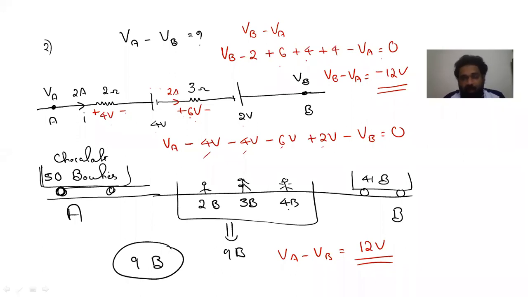Okay, when we get an open circuit like this, open circuit in the sense a part of a circuit, current will not flow through open circuit. A part of a circuit is given like this. We can find the potential difference like this.